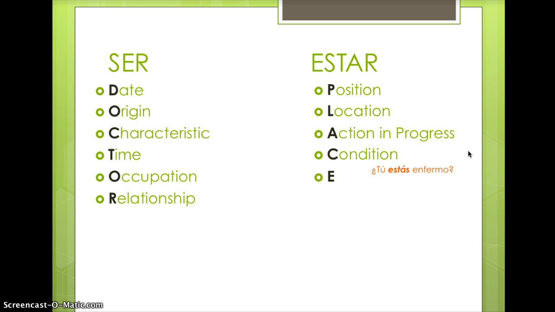C for condition, like am I sick, am I bored, am I tired? Actually, not sad. Sad would go under E for emotion. So sad, happy, worried, all of those things that are emotion type words are going to go under E for emotion. So if any of those things happen, then I'm going to use estar. If any of these things happen, I'm going to use ser.